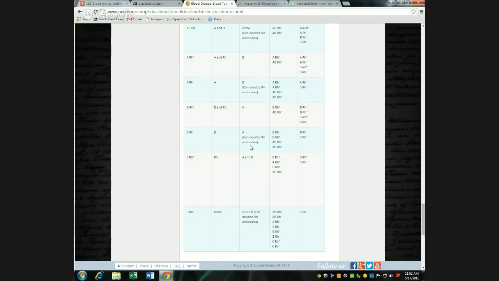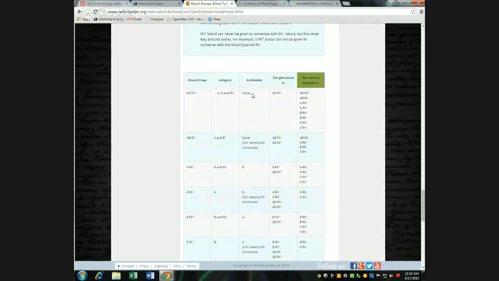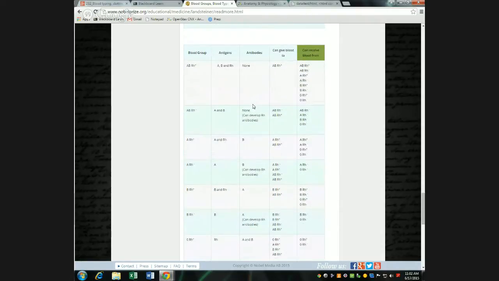Now, if you look closely at what this says, which I doubt you can do from where you're sitting, under the antibodies section, it will say the negative blood types can develop Rh antibodies. Somebody who is a negative blood type doesn't necessarily have antibodies against the Rh factor. But when they're exposed to positive blood type, they'll probably develop a sensitivity to it. So having a lot of O positive blood on hand can be helpful even for negative blood types.